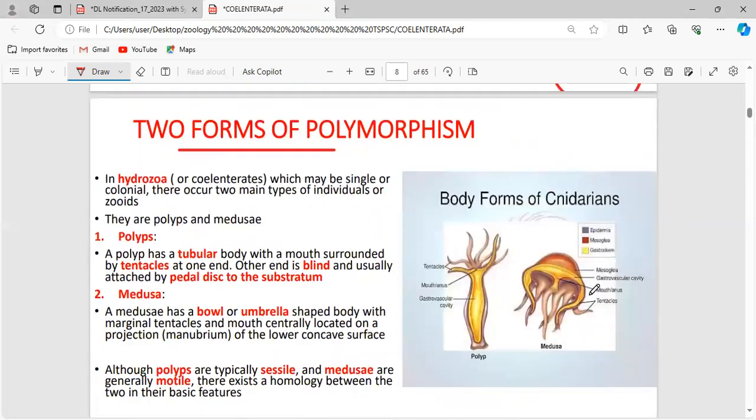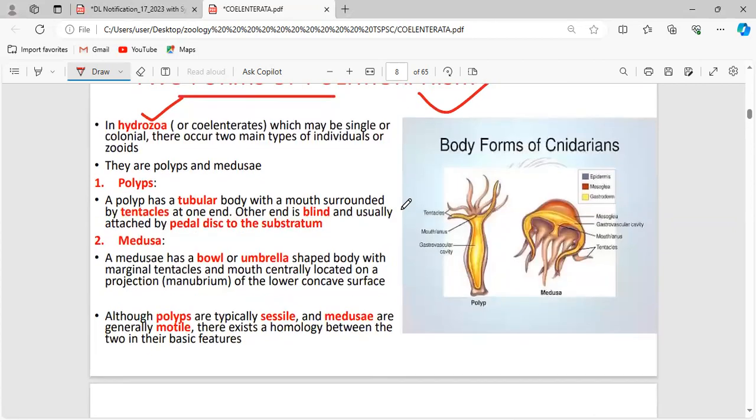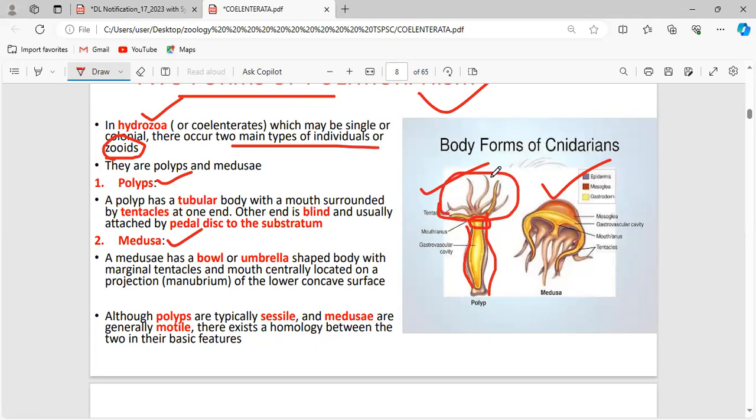Okay, fine. Now, what are the two different types of polymorphism? Hydrozoa exhibits the characteristic feature of polymorphism. What are the two main types of individuals, the zooids? Polyp and medusa. So you have to know the technical term also. This is a polyp and this is a medusa. The polyp is a tube-like structure. This is the mouth, and the mouth is surrounded by tentacles.